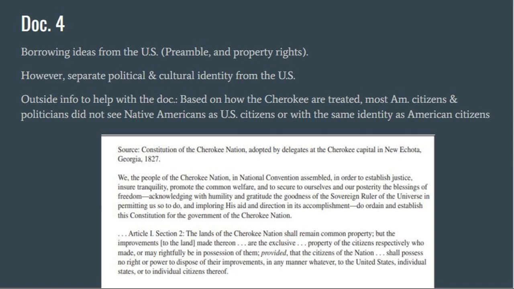This is a hard document, though, as Native American nations have been in a legal gray area for all of the history of the United States, sometimes treated as separate political entities from the United States perspective. However, they are also within the United States borders. I think with this document, you need to bring in outside information to help with your analysis and usage of it. So, discussing things around how the Cherokee were treated in that time period, and that most American citizens and politicians did not see Native Americans as US citizens or with the same identity as American citizens. And natives also reciprocated that feeling as seen in the document.